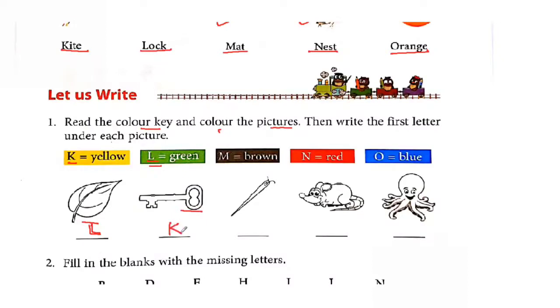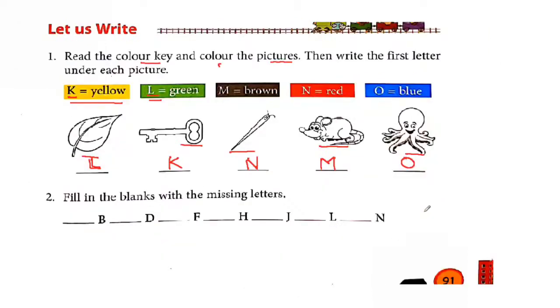K-E-Y, key. Next one, what is this? This is a needle. So needle starts from N. So a red colored needle. What is this? This is a mouse. Mouse is in brown color. So M for mouse. And what's this? Octopus. So O for octopus.